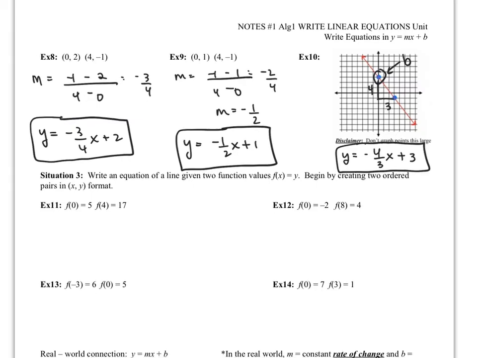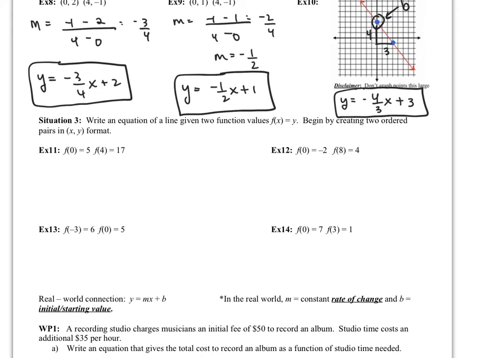Now in situation 3, it's actually just like situation 2, it's just that the information is given to you in function notation. So remember that function notation is f(x) equals y. And so before we begin, we just need to put these in xy format. The number inside the parentheses is going to be our x value, and the number that the function equals is going to be our y value. So in example 11, my two ordered pairs would be (0, 5) and (4, 17).